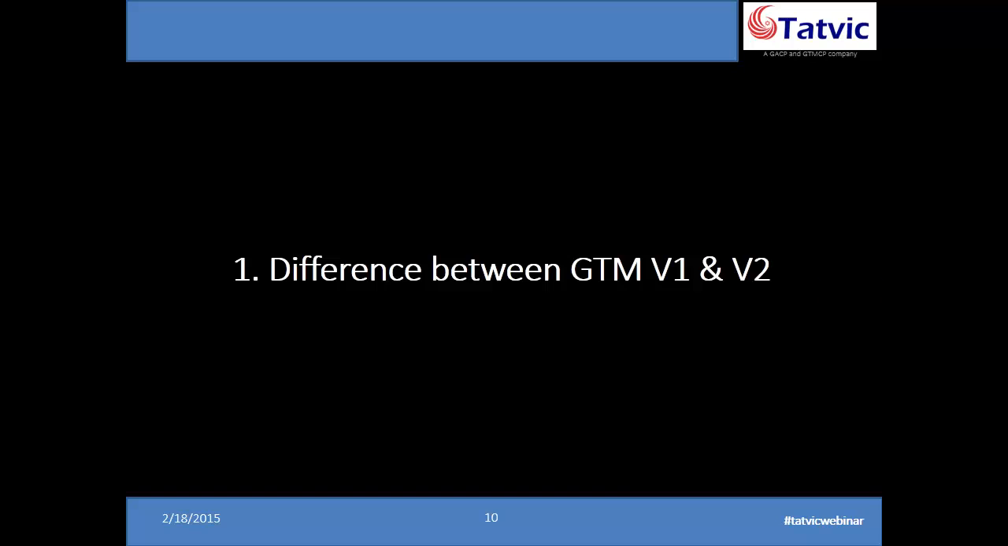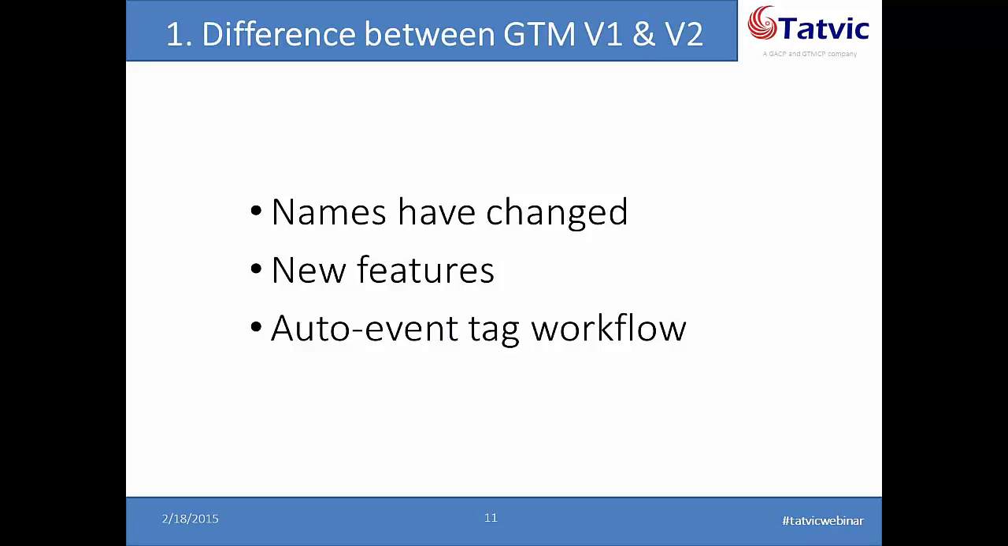So we're going to jump into the differences between the V1 and the V2 interface. A couple of things. The first one is that the names of two aspects have changed: macros and variables. The actual function of what they do is the same, but what you call them now is different. There are a couple of new features, and also the workflow for adding tags such as auto event tags has changed significantly. So here's an example.